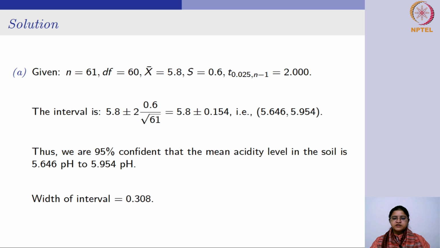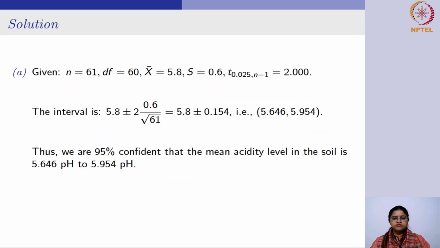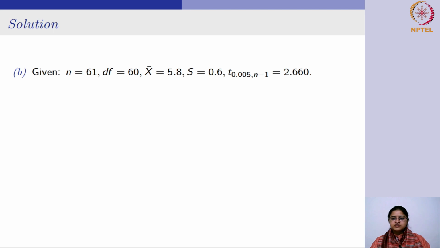So the width of the interval is 0.308 when you are considering the confidence level of 95%. Okay, let me just cross check. Yes, for 95%. Next we will solve for 99%. The same values are there. The difference will come in this t value. Now the t value over here is 2.660.